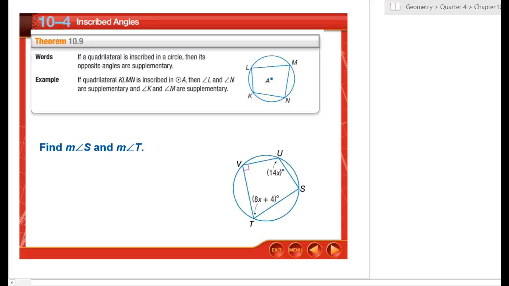So now, if I have a quadrilateral inscribed in the circle, then the opposite angles are supplementary. Which, again, remember, that means they equal 180. So I'm not going to write it like that because that makes them look congruent. But angle M and angle K equal 180. The sum of angle L and angle N equal 180.